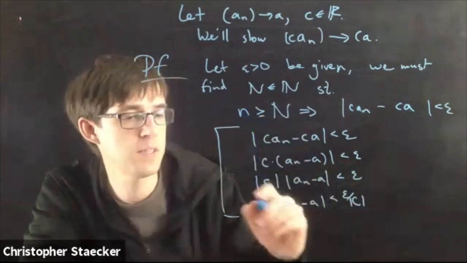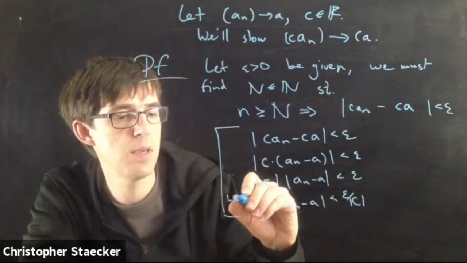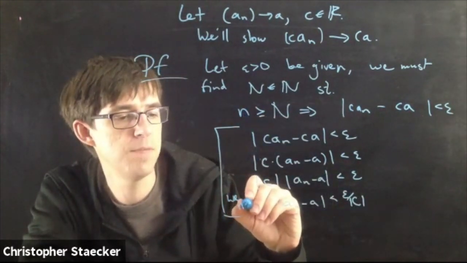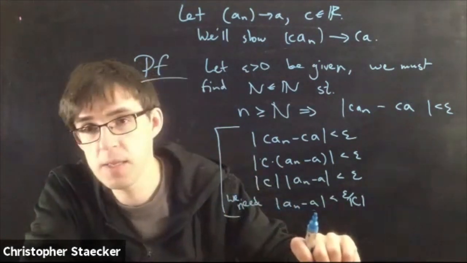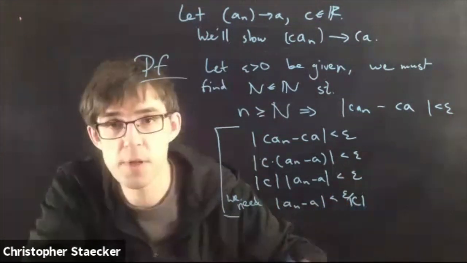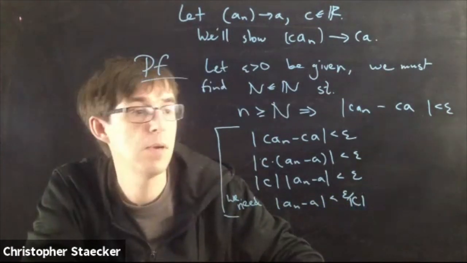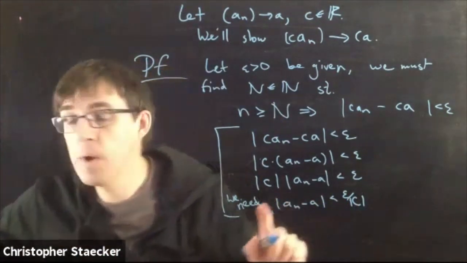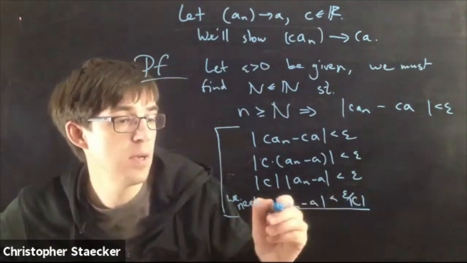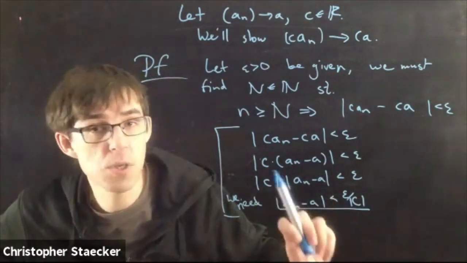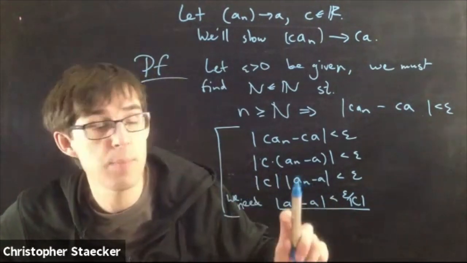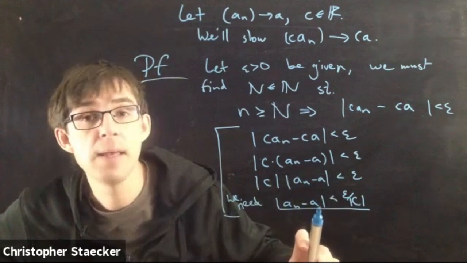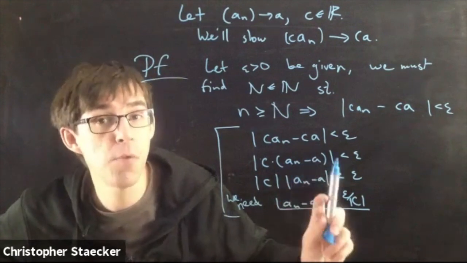And remember, all of this is with the prefix of, we need AN minus A in absolute value to be less than epsilon over absolute value of C, all right? And now this is something which can be true because AN converges to A. That means that AN minus A can actually be less than epsilon for any epsilon.